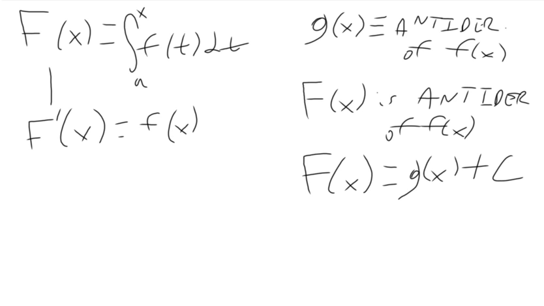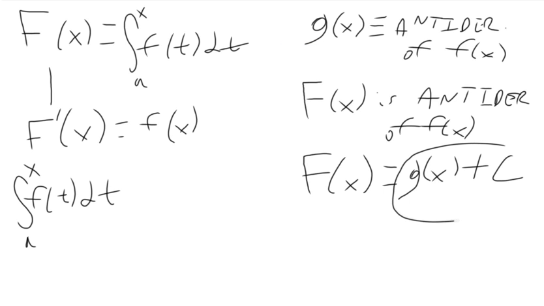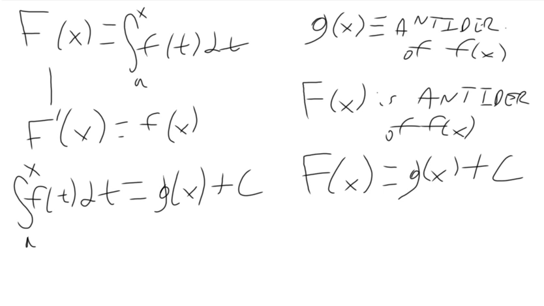Now, what is capital F of x? Well, it's this function right here. So I'm going to write this down over here. The integral from a to x of little f of t dt. Remember, that's my capital F of x. So this has to be equal to this right here. G of x plus some constant. And this equation has to be true for all values of x. So to solve for c, I'm going to pick a value of x. I'm going to pick x to be equal to a.